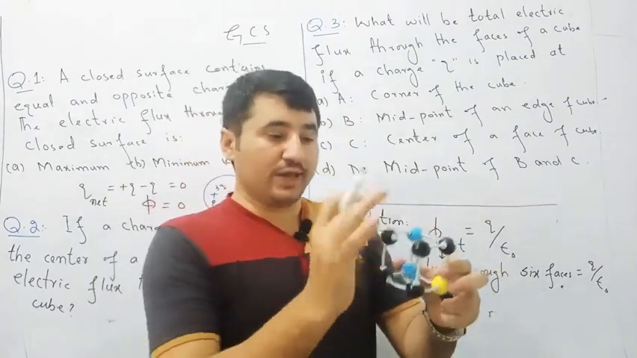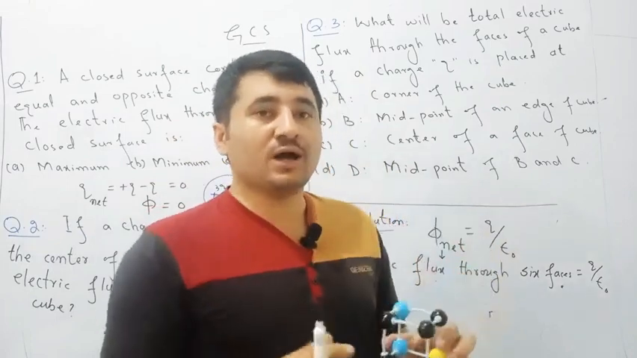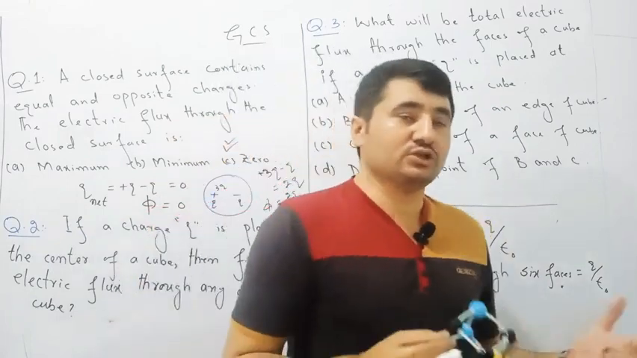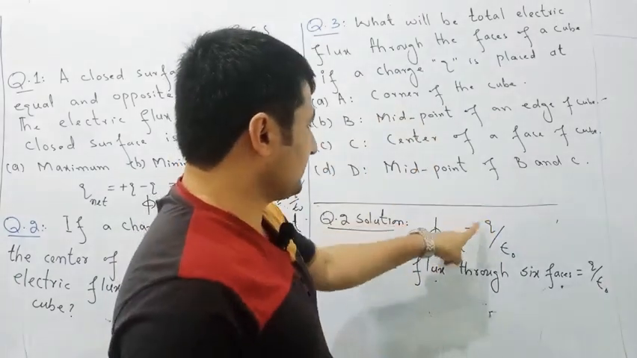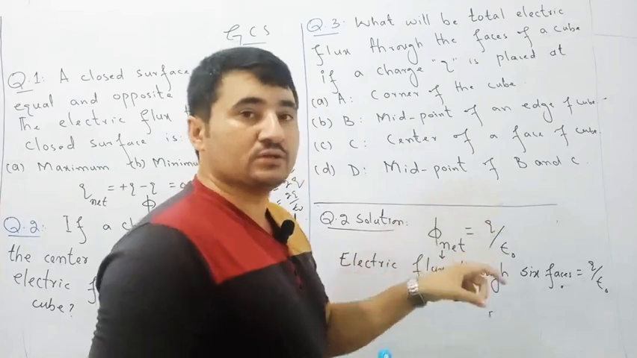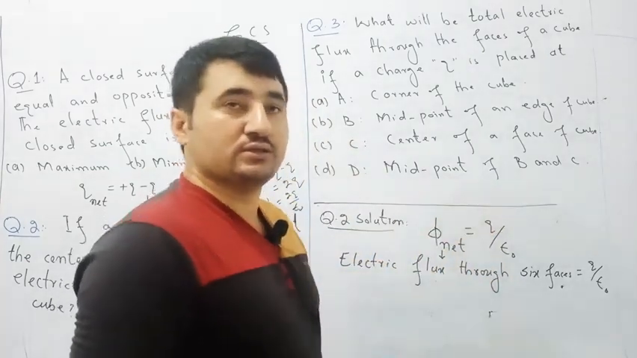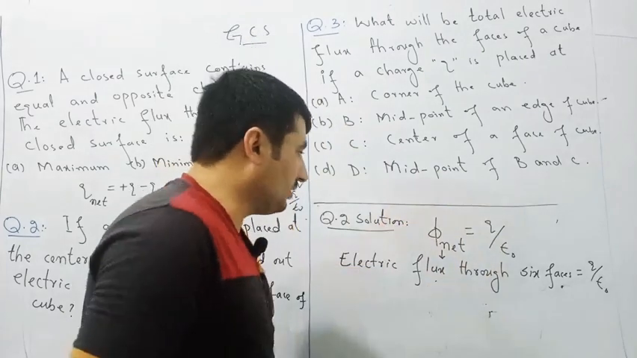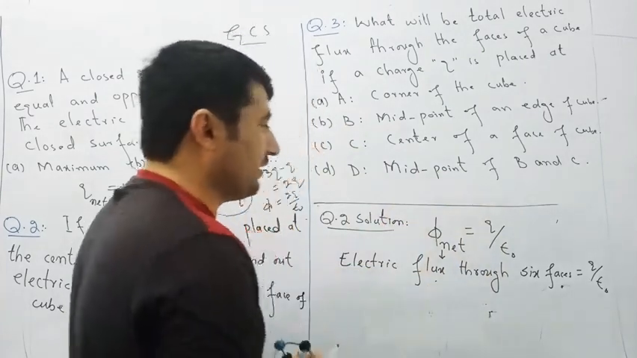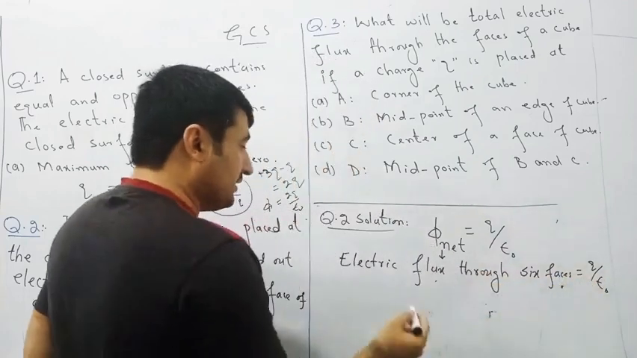You have any shape, maybe a sphere, maybe a cube, or maybe another shape. So the net electric flux is Q by epsilon naught. मैंने डिटेल में बताया था ये क्वेश्चन क्या शो करता है. So if you study the Gauss's law lecture in detail, then I hope you can understand this thing: the electric flux through the 6 faces is equal to Q by epsilon naught.